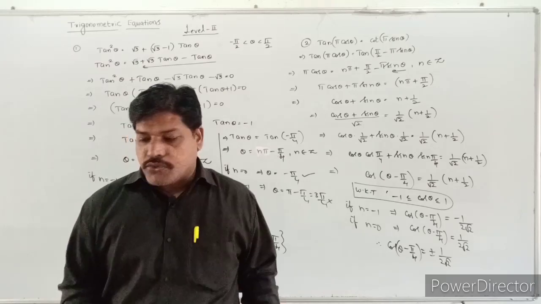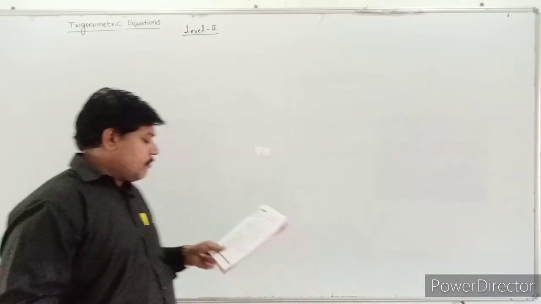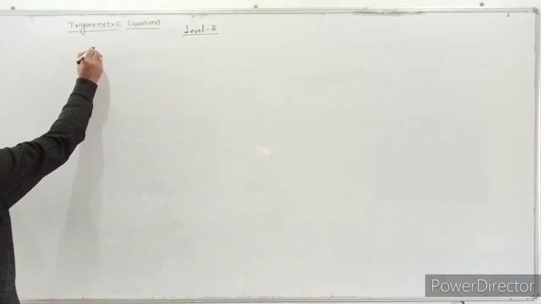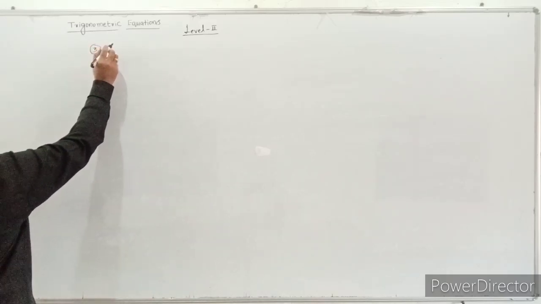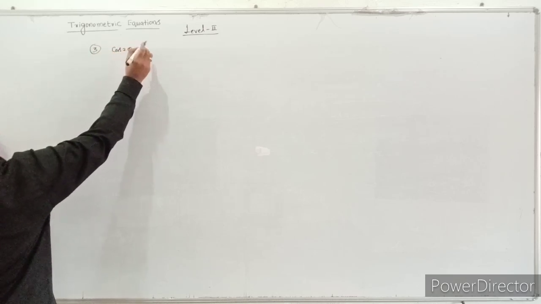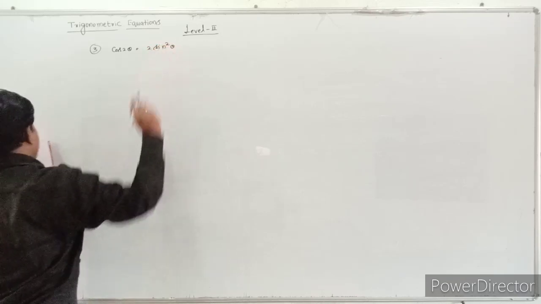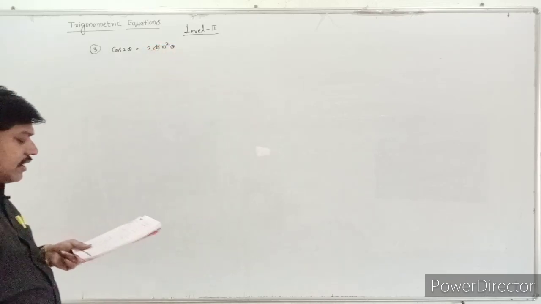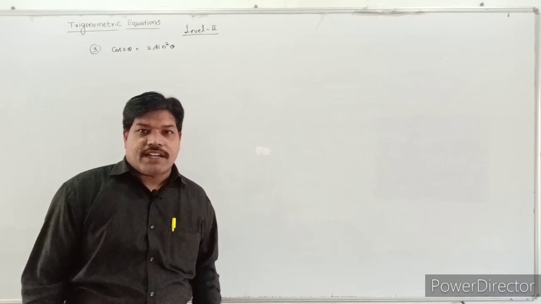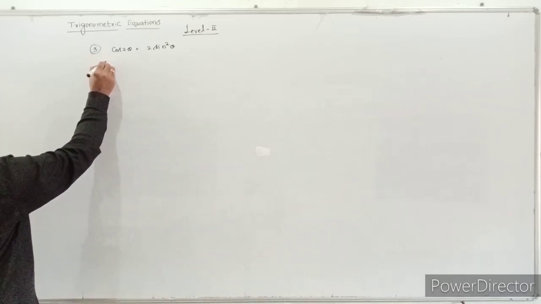Okay, so see that question, students. The question number 3. So what is question number 3? Cos 2 theta is equal to 2 sin square theta. Then the theta value is. So what we can do?